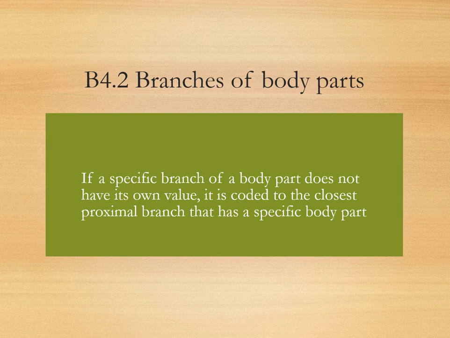B4.2, branches of body parts. Where a specific branch of a body part does not have its own body part value, as described by the PCS system, the body part is going to be coded to the closest proximal branch that has a specific body part. And you're going to let the index and the body part tables guide your decision-making process.